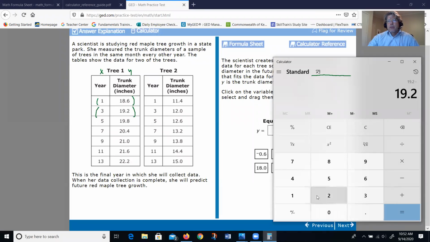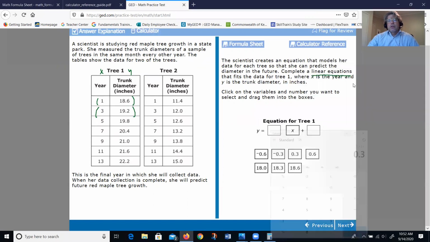19.2 minus 18.6. That's going to give us this 0.6. And then you subtract your x's, so 3 minus 1 would be 2. So I've got to divide that 0.6 by 2. That's going to be this 0.3.